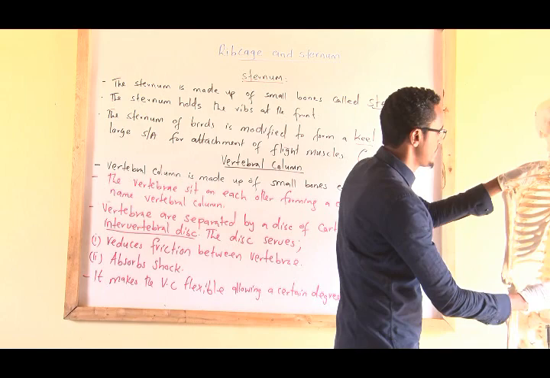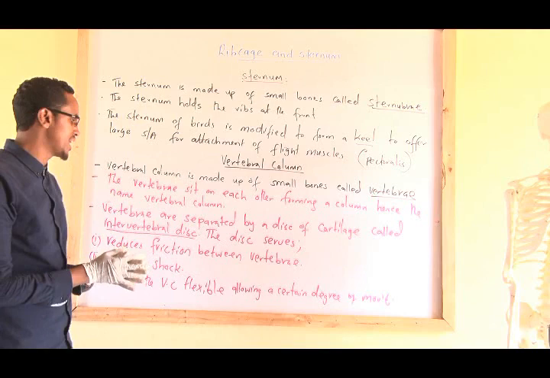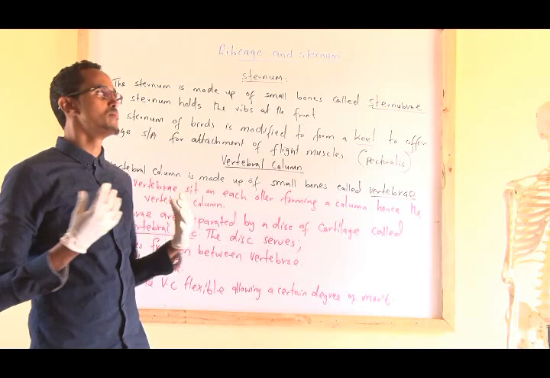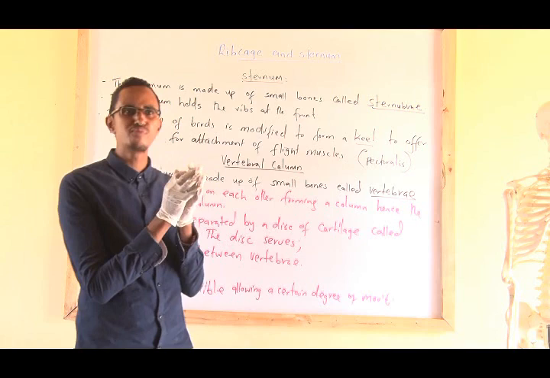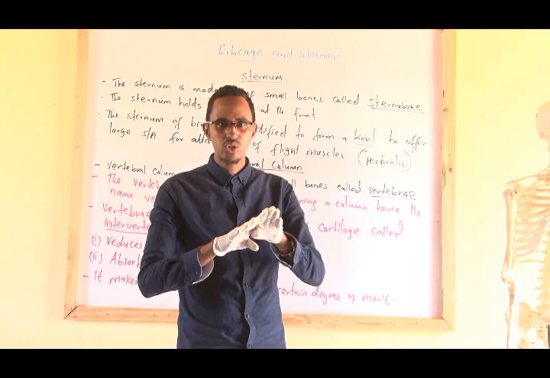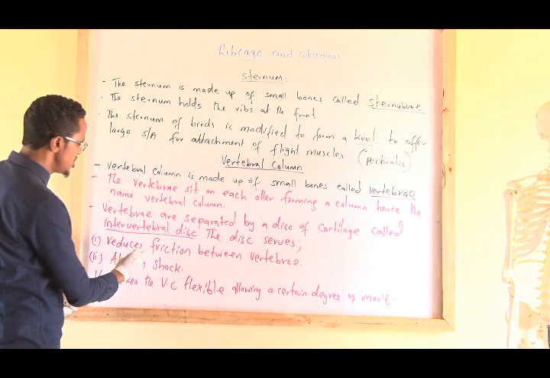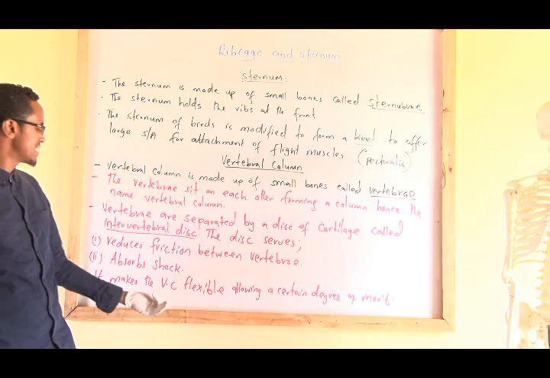What is the function of that particular disc? One, it reduces friction between vertebrae. You see, these bones could be loose during movement, like now when I'm moving. Sometimes when you are doing your rukoo, when you are doing your sujood, when you are exercising, the bones of the vertebral column allow some degree of movement. During that movement, there could be possible friction between the two bones. That is enough. It reduces friction between vertebrae, and then it also absorbs shock, and it makes the vertebral column flexible, allowing a certain degree of movement.